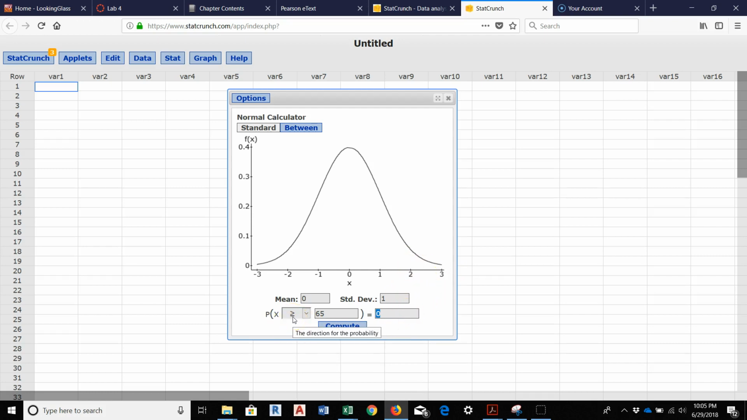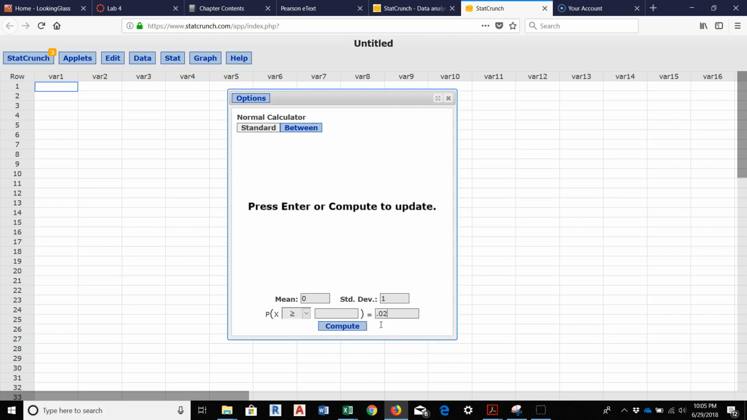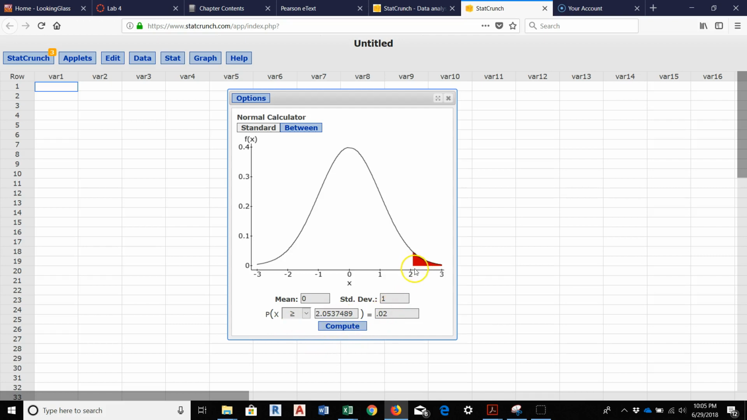Hence I've selected the right tail area greater than or equal to. And I'm going to type in an area of 0.02. So the probability or the area under the curve would be 0.02. And we're looking for a right tail area. Compute, and we see that z.02, in other words, the z-score that cuts off a right tail area of 0.02 is 2.0537.